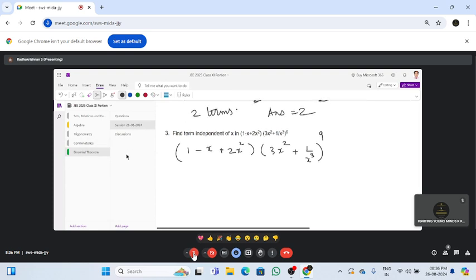The term independent of x means the coefficient of the constant. Here it is 1, right? 1 into, suppose there is some term for which x power 0 is coming, then I will write it as the constant term.